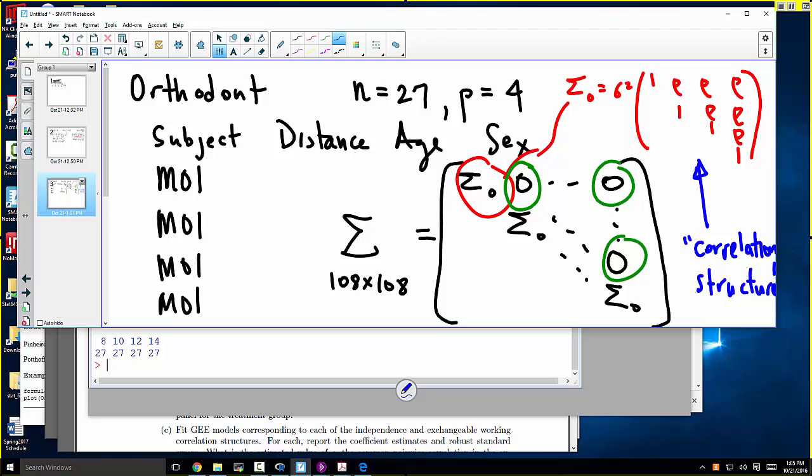If we had said AR1, then instead of having rho, rho, rho everywhere, we would have rho and maybe rho squared, and then rho cubed, rho to the third. Rho is allowed to decay as you move away from the diagonal with an AR1 model. And with the unstructured model, we would just have every single one of those entries potentially its own number. There's no restriction.